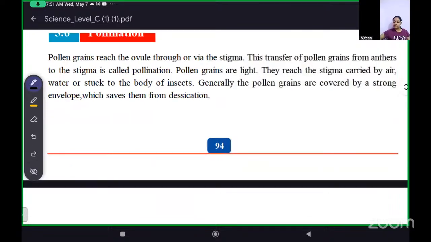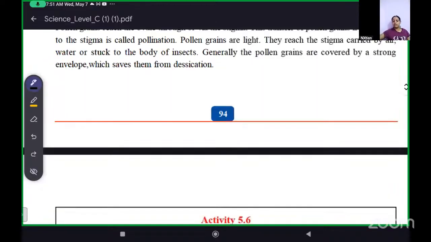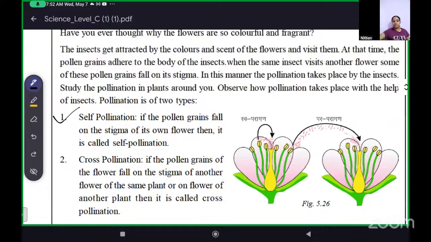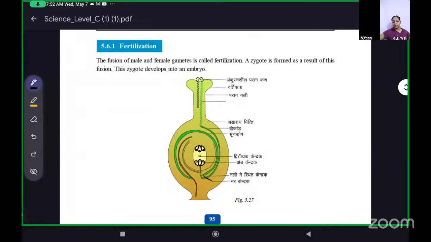Then we did pollination: how the pollen grains from the anther reach the ovary. We did two types of pollination: self-pollination, when the flower pollinates itself, when the pollen grains from the anther come to the ovary of that same flower, and when the pollen grains from one flower go to a different flower, that is cross pollination. Then today we will do fertilization.